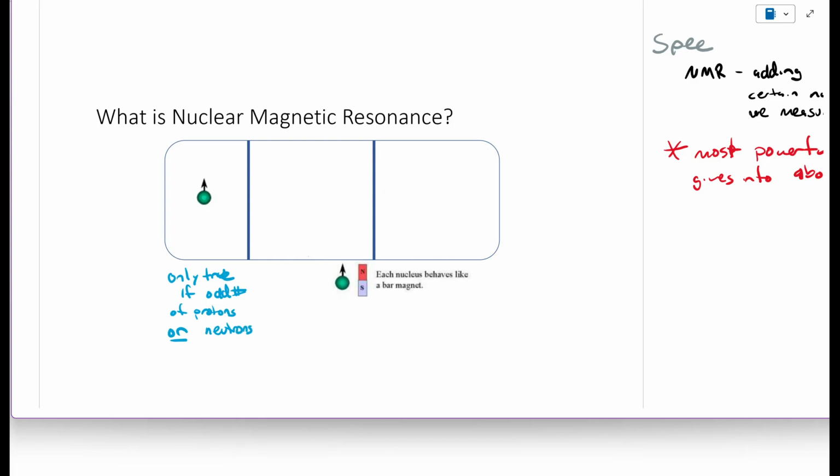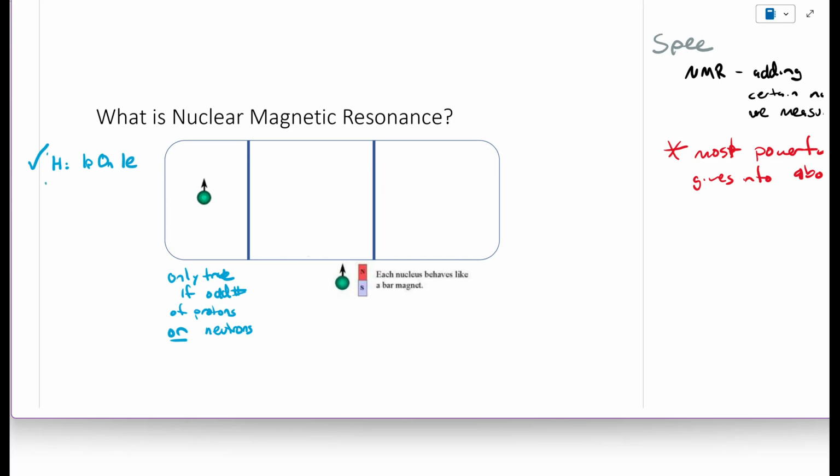They don't both have to be odd. One can be even, one can be odd, but as long as one of them is odd, then this holds: the nucleus behaves like a little bar magnet as far as NMR is concerned. So if we look at regular hydrogen, hydrogen-1, it has 1 proton, 0 neutrons, and 1 electron. Because 1 proton is odd, we can say that yes, hydrogen is NMR active.